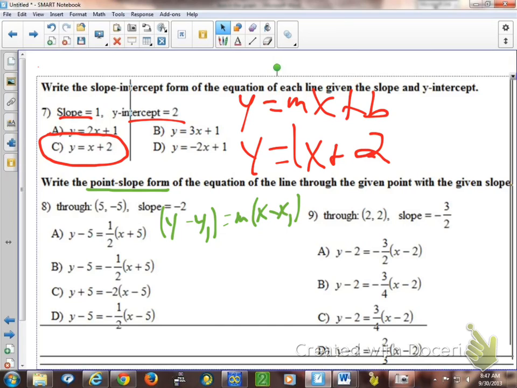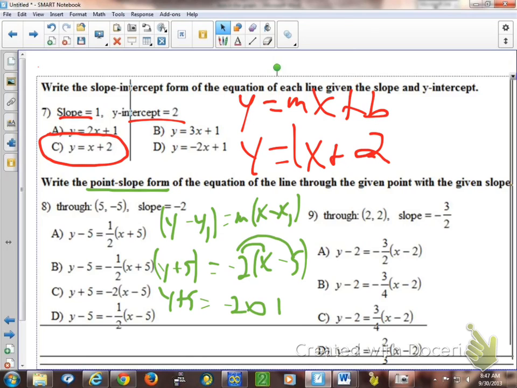Your coordinate goes in for x1 and y1, and your slope goes in for m. So, let's see. That'd be y minus -5. Minus a negative is plus. That's right. Slope times x minus 5. So that'd be y plus 5 equals -2x plus 10. Subtract the 5. And it looks like that's going to give us y.